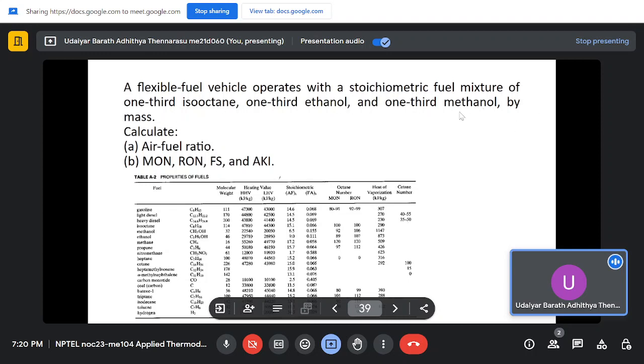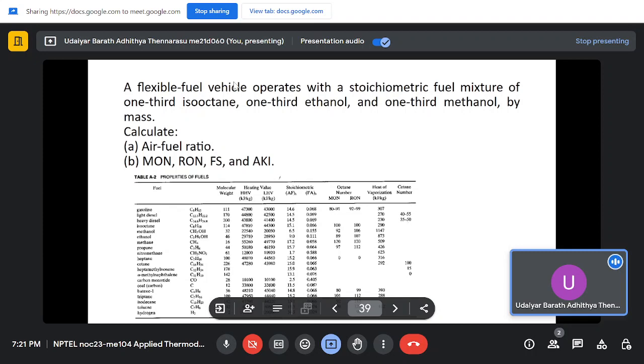So you have 3 components, so each is contributing 1/3, and it is operating at stoichiometric fuel mixture. So here we have been asked to calculate the air fuel ratio, motor octane number and research octane number, fuel sensitivity and anti-knock index. So we need to calculate all four. A table is given to find out the octane numbers for the corresponding fuels.